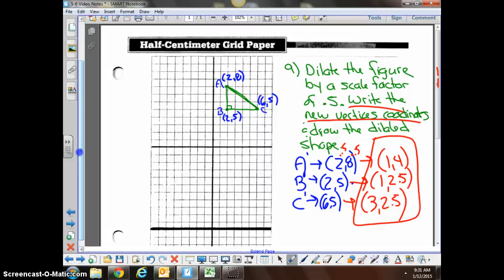And then we're going to draw the new shape. So I'm going to start with coordinate A. I'm going to go over 1. I'm going to go up 4. Put my dot there. Coordinate B, I'm going to go over 1 and up 2.5. I'm going to put my vertex there. And C, I'm going to go over 3, 1, 2, 3, and I'm going to go up 2.5. Put my dot right there. Going to draw. Going to label A prime, B prime, C prime, and I'm good to go because I have followed all the directions. Good luck!